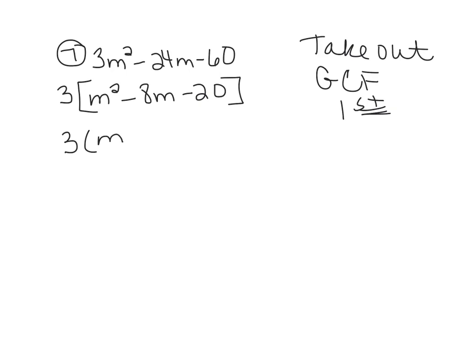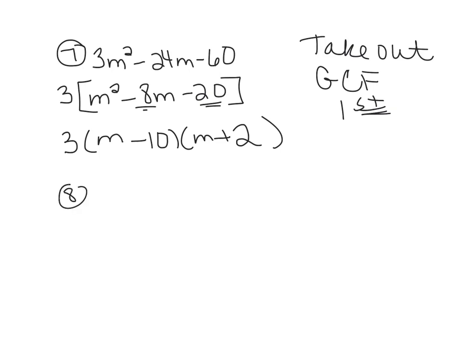Okay, you know this is going to be an m. This is going to be an m. Since the sign is a negative, you know that one's going to have to be a negative, one's going to have to be a positive. Combinations that multiply to be 20, but add and subtract to be negative 8. You should have gotten negative 10, positive 2.